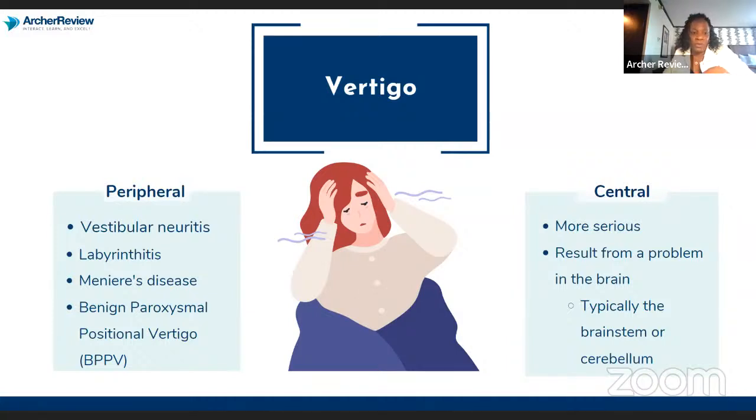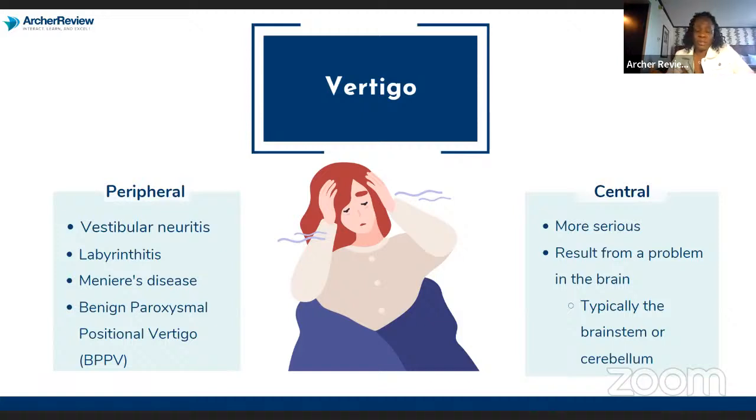We have two types of vertigo, as you can see, peripheral and central. Peripheral vertigo refers to disorders that involve disturbances in the inner ear: vestibular neuritis, labyrinthitis, Meniere's disease, and benign paroxysmal positional vertigo, or BPPV. That's the most common cause of dizziness or vertigo. So what maneuver can we use to diagnose BPPV?